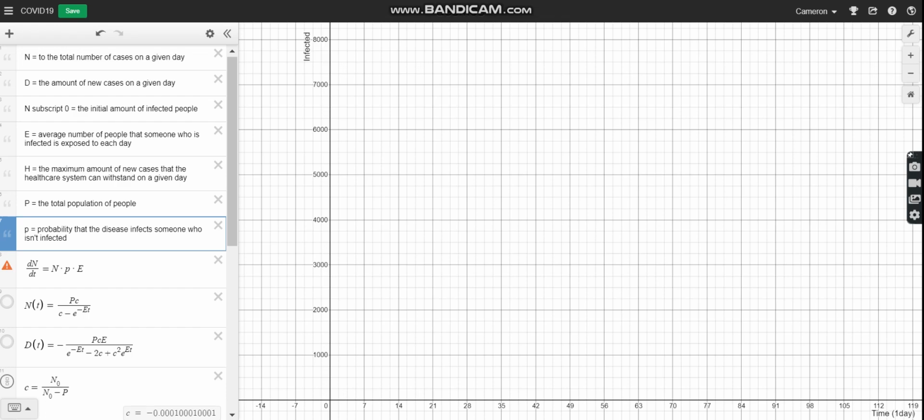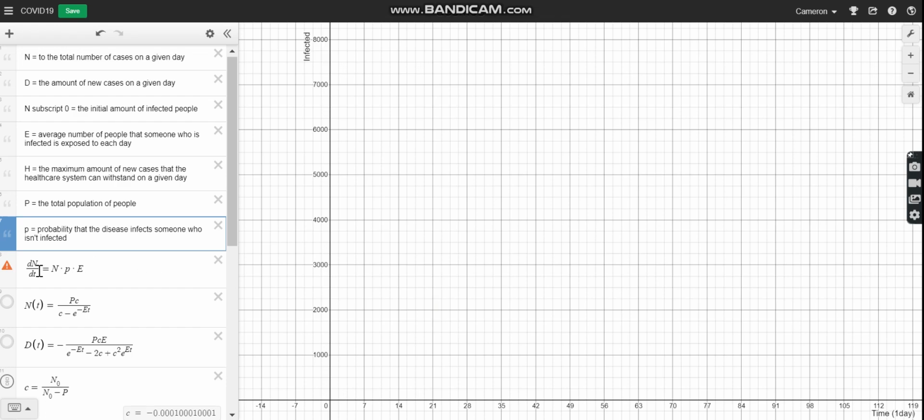Using what we know about diseases and how they spread, we can come up with our own equations to model a population's total number of cases and the amount of new cases per day. From there, we can figure out about how detrimental a virus can be to society. All right, to start off, we have our graph. The y-axis is the amount of infected, and the x-axis is the amount of time that has elapsed.